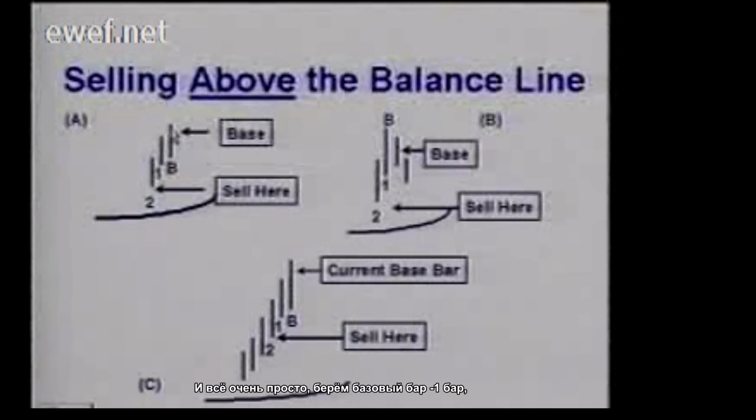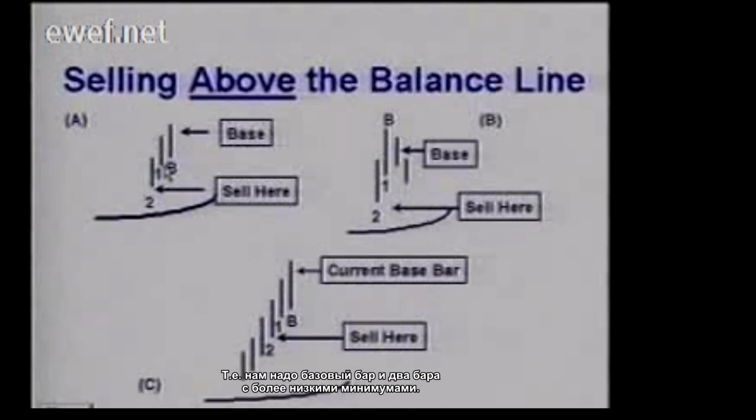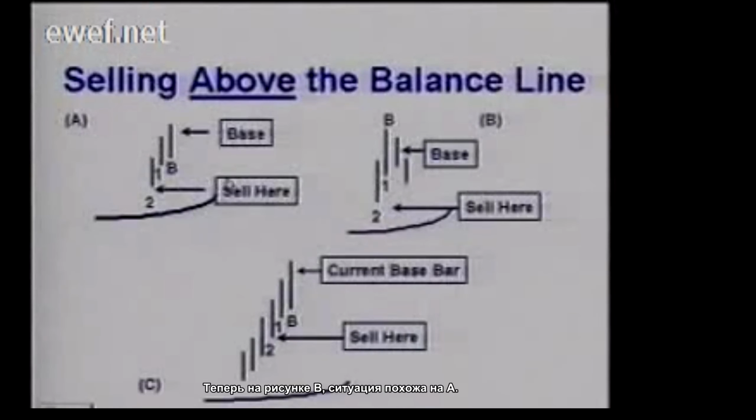And it's very simple. It takes the base plus minus 1 means a lower low, minus 2. So we have to have a base and 2 lower lows, and then 1 tick below that would be our sell signal. And in part B over here, or in portion B, we have a similar situation.